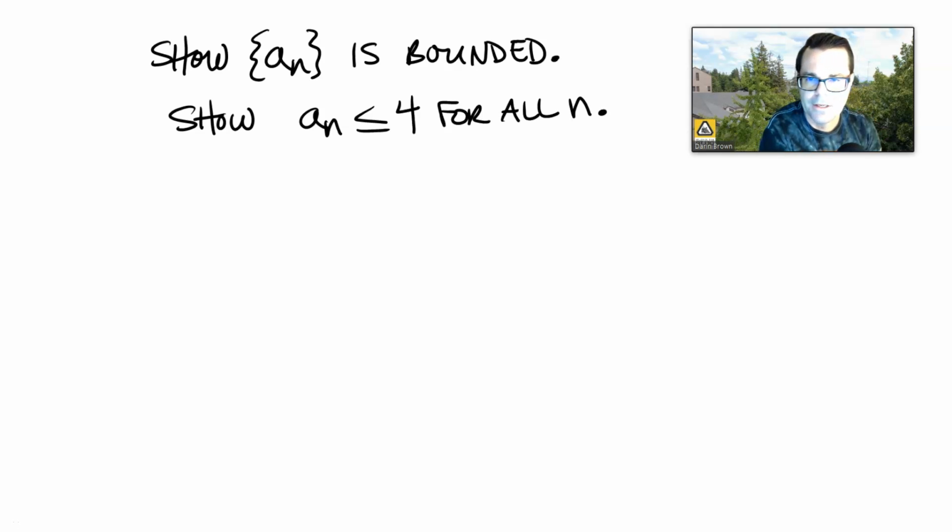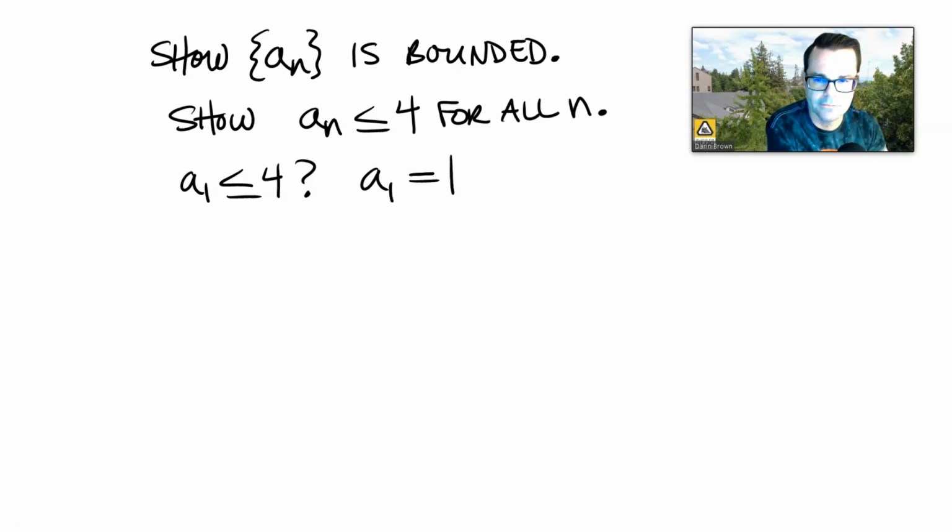Okay. Now, why choose 4? Well, we saw that the terms were starting to settle in on 3.7 to 3.73 something, somewhere around there. So it seems like 4 should be an upper bound. Okay, so again, remember our induction. Is A1 less than or equal to 4? Yeah, A1 is equal to 1. So definitely the first term is less than 4. In fact, you can even see that the first few terms are less than 4. So certainly we got the base case here.